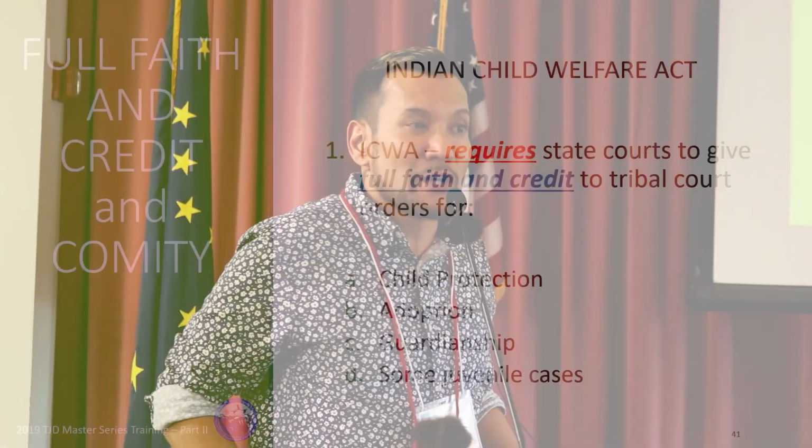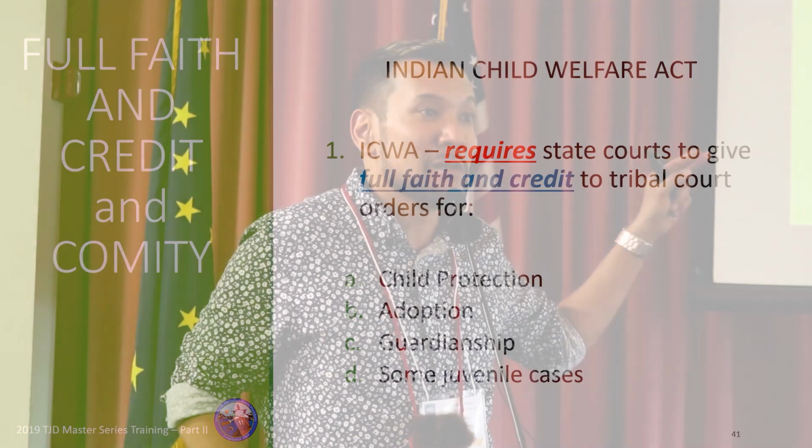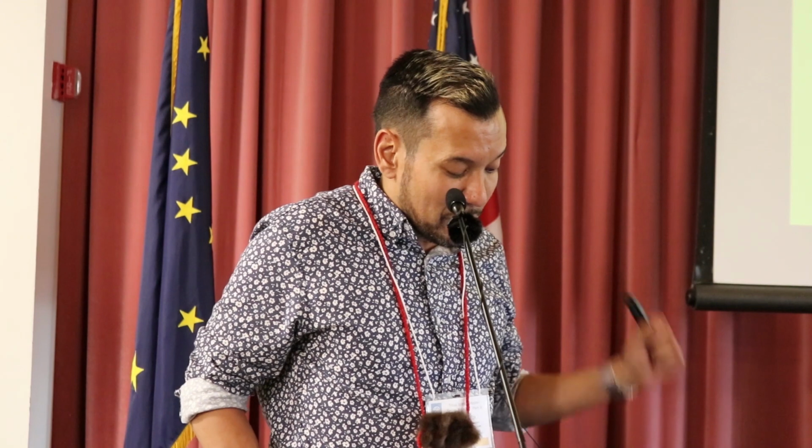So let's go through some orders that our tribal courts do all the time. ICWA, the Indian Child Welfare Act, is a federal law that requires states to give full faith and credit to tribal court orders. So if we go back to my word association, full faith and credit means what? Mandatory. ICWA mandates that state courts give recognition to tribal court orders for child protection, for adoption, for guardianship, and for certain juvenile cases. So again, it's not optional. It's not voluntary on the state's part. It is mandatory by federal law that they recognize your tribal court orders.